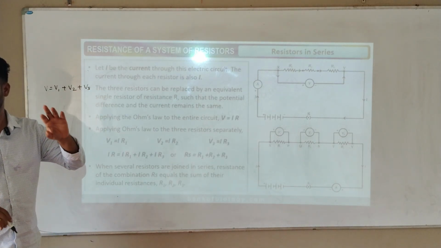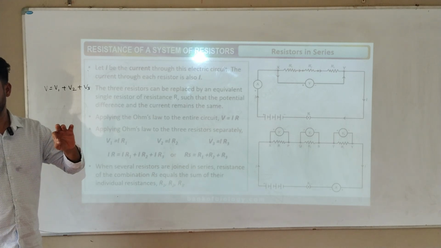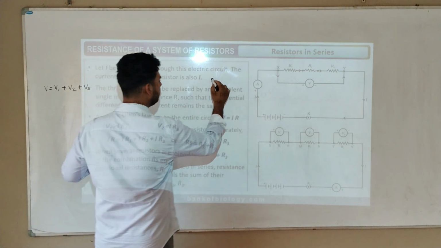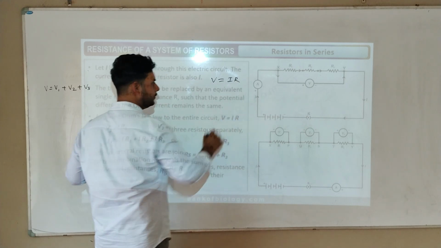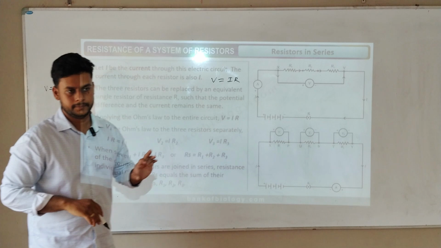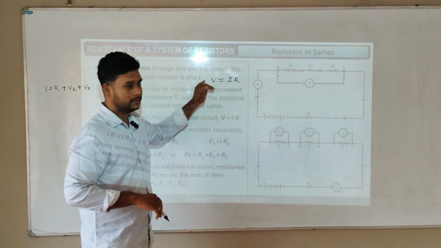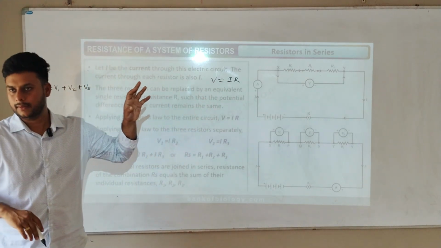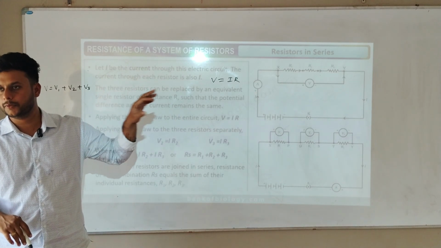What was Ohm's law? If you remember, it was V is equal to IR. By Ohm's law, potential difference is equal to current into resistance. Current is equal to potential difference by resistance. I is equal to V by R, or V is equal to IR. This is Ohm's law.